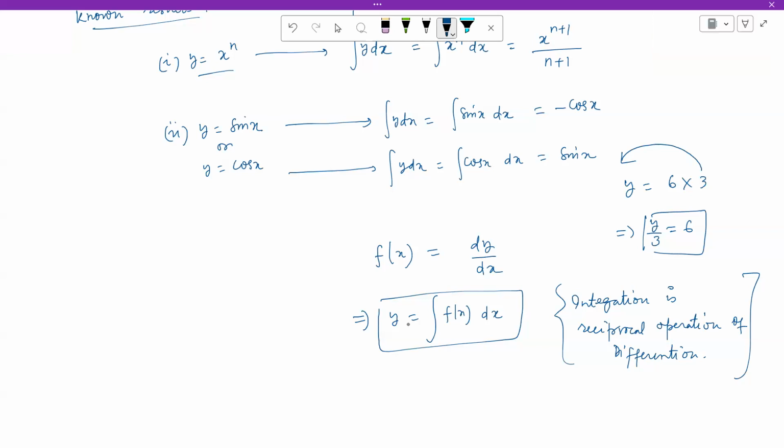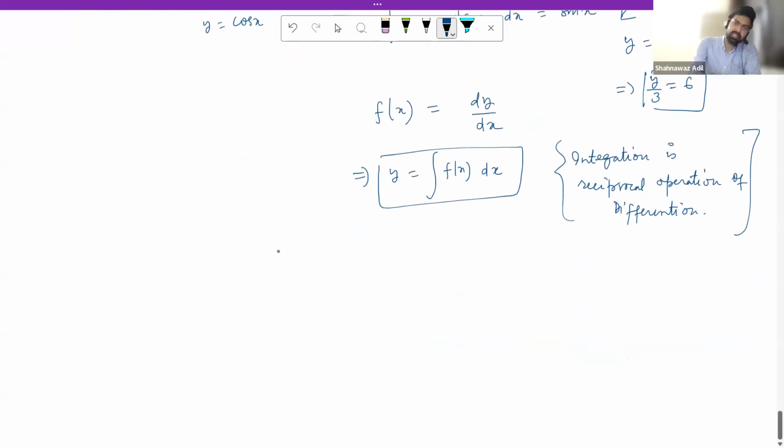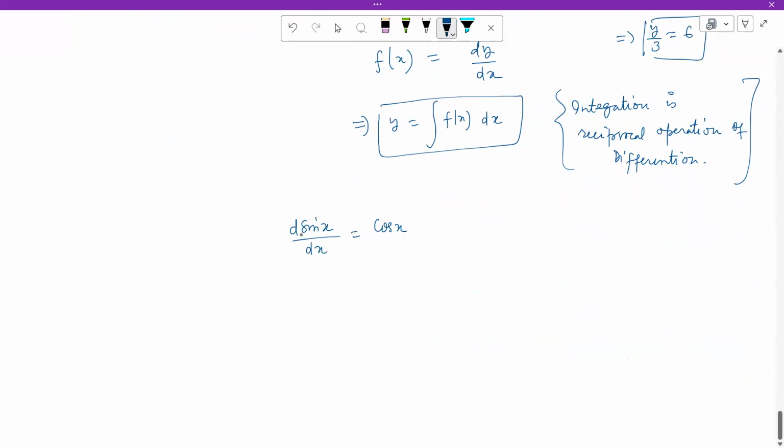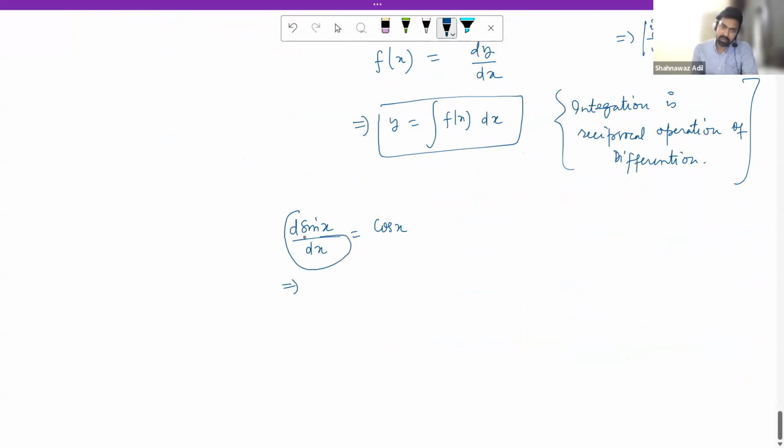Okay, similarly, you can understand that if I have d(sin x) by dx, that is cos x. If I take this operation to the other side, in the right hand side it will become the integration of cos x dx. That is how we get the integration of cos x as sin x.